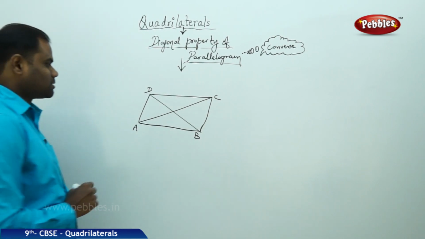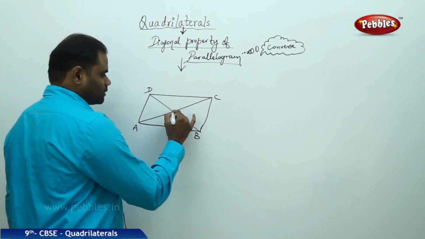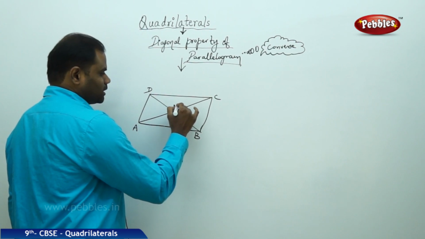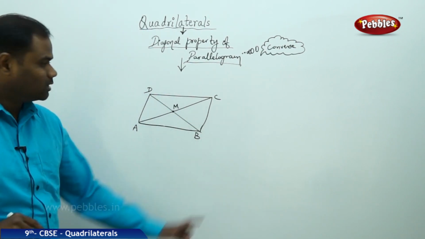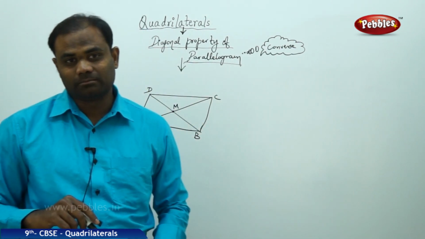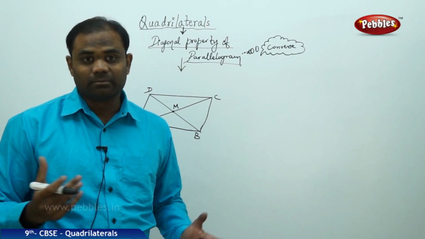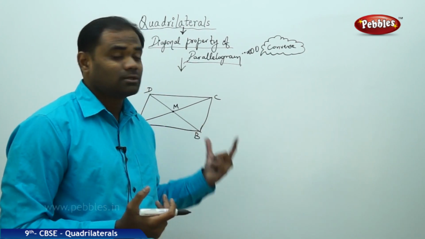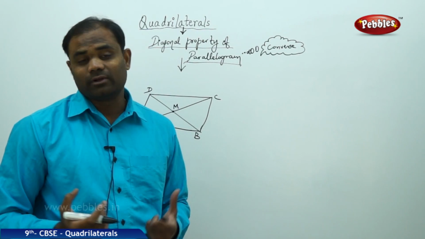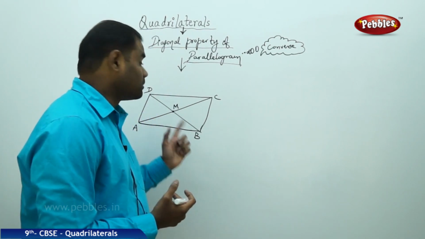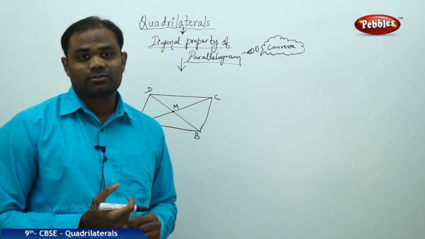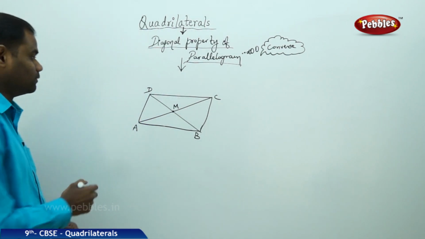Now if the diagonals bisect, that is, if the diagonals meet at the common midpoint, then will this shape be a parallelogram? Yes, it will be. That is, the converse holds for a quadrilateral where the diagonals bisect each other. So let's see the statement of converse.